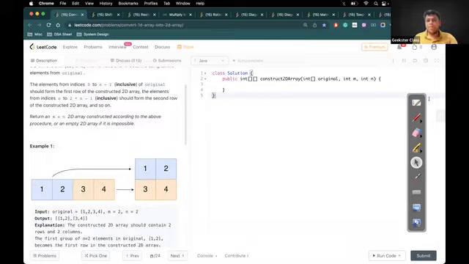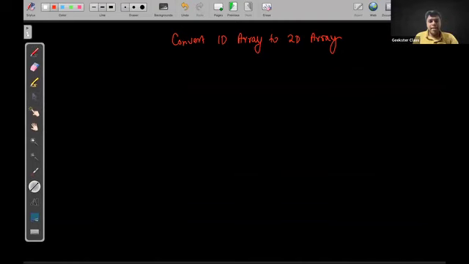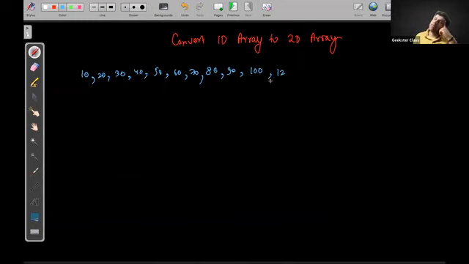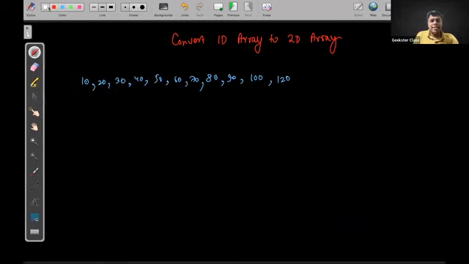So what is the problem? There will be a 1D array given to you. Let's suppose the 1D array elements are 10, 20, 30 and so on. The values are not important. Let us take increasing order elements 10, 20, 30, 40, 50, 60, 70, 80. Let's take till 4 into 3, so let's take till 120 only. So these are the 1D array elements. The 1D array size is nothing but 12. There are 12 elements in the 1D array.